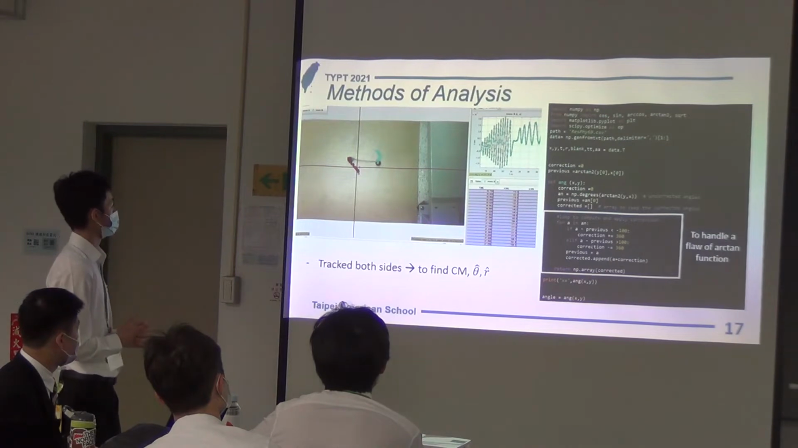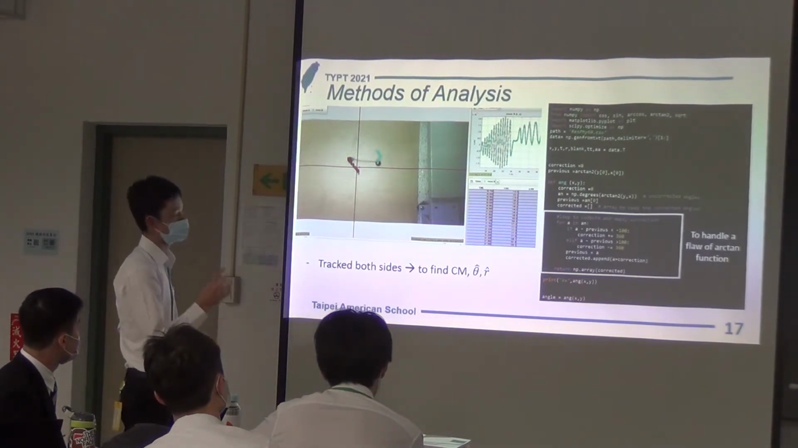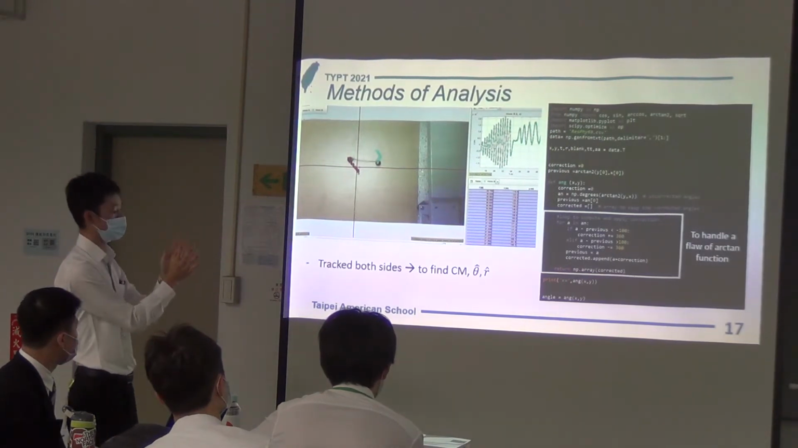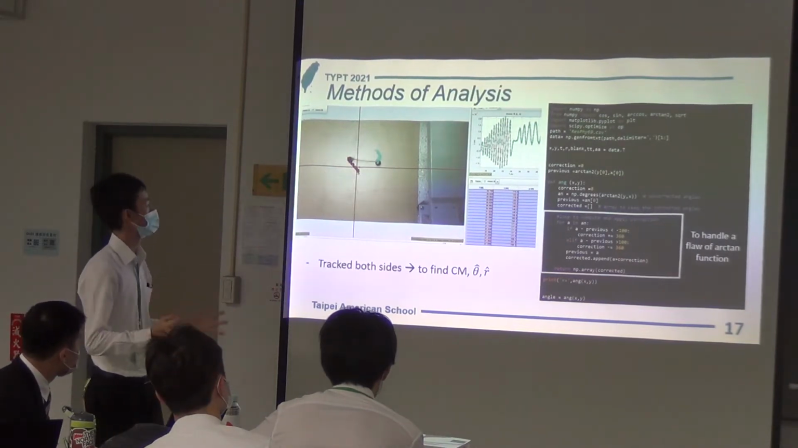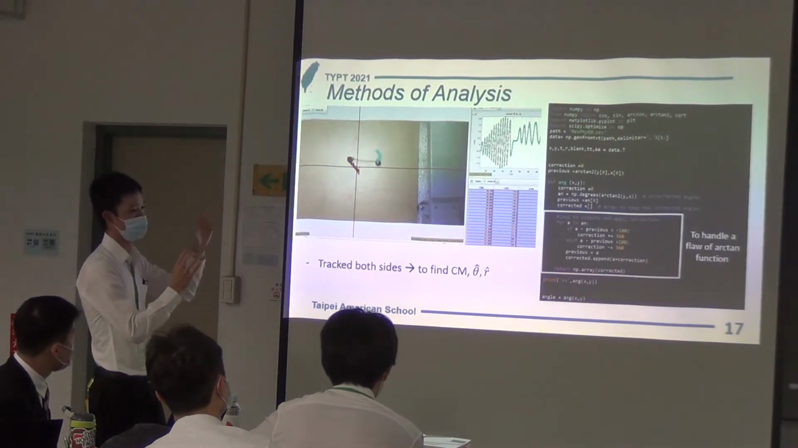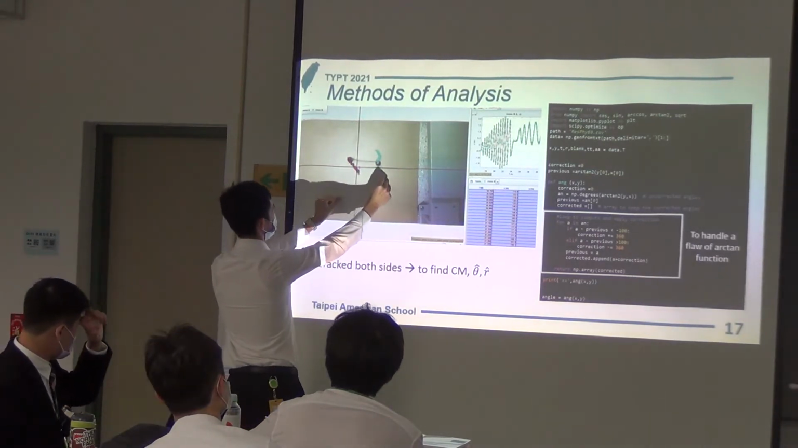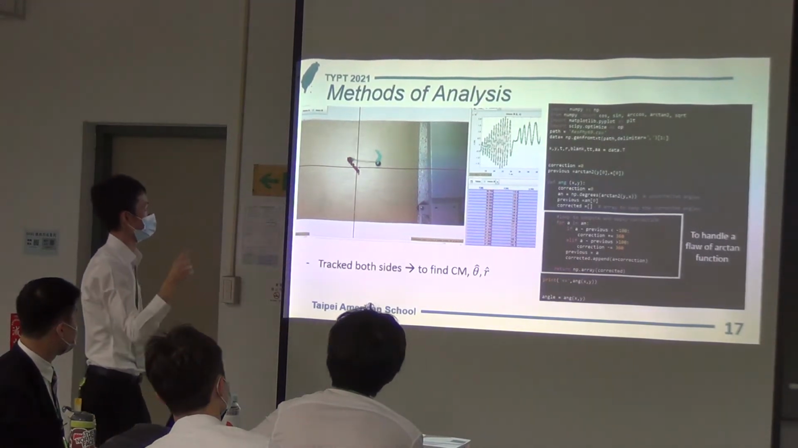So here is our methods of analysis. We basically have our two balls over here. We track both of the balls, so then we can find the center of mass. Using that, finding the radius of the rubber band is pretty easy, but the thing with finding the angle is you have to use an arctan function. So we're going to have a ball like this and like this, and to find the angle, we'll find the difference between y and the difference between x, and find the arctan.